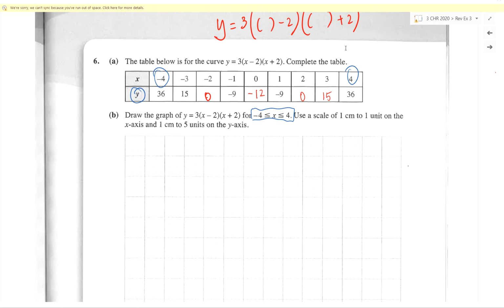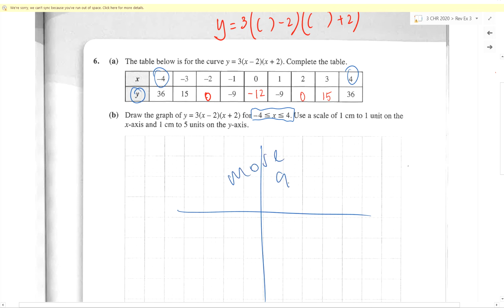So can you tell, is more of the graph above the x-axis or more of it below the x-axis? You have to visualize. The biggest number for y is 36. It's a big number. The smallest number for y is -12. So if I draw a graph, is there more graph here or more here? More on top, right? Then if we know that there is more on top, we need to cater more space to the top. Make sense, right?